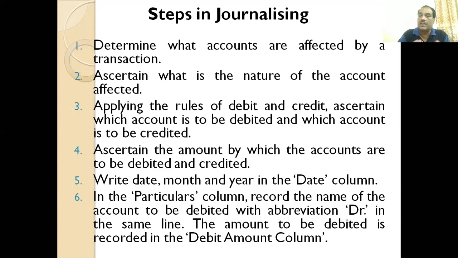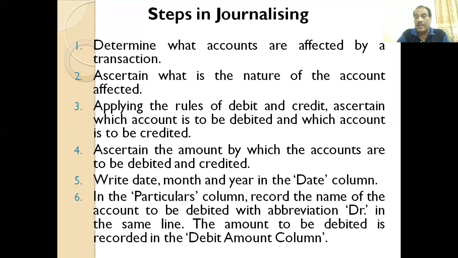The fourth is to ascertain the amount by which the accounts are to be debited and credited. So this is the next step, and you know in accounting we record, maintain the records, those records which are of financial nature, and then mention the amount of that transaction. So it is essential to ascertain what are the amounts which are to be credited and debited.